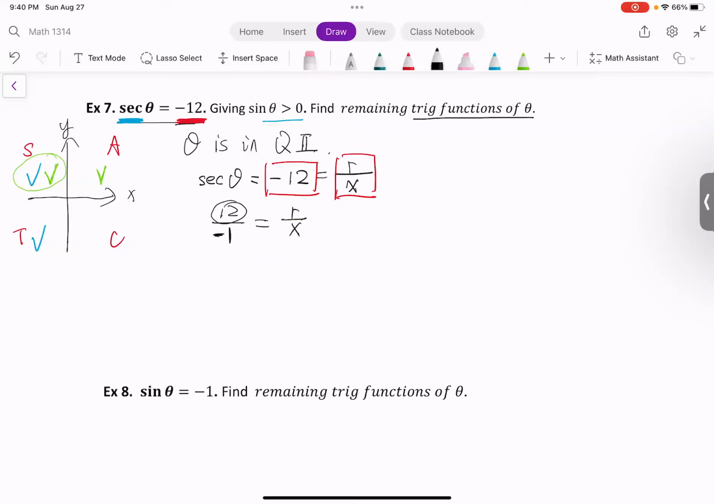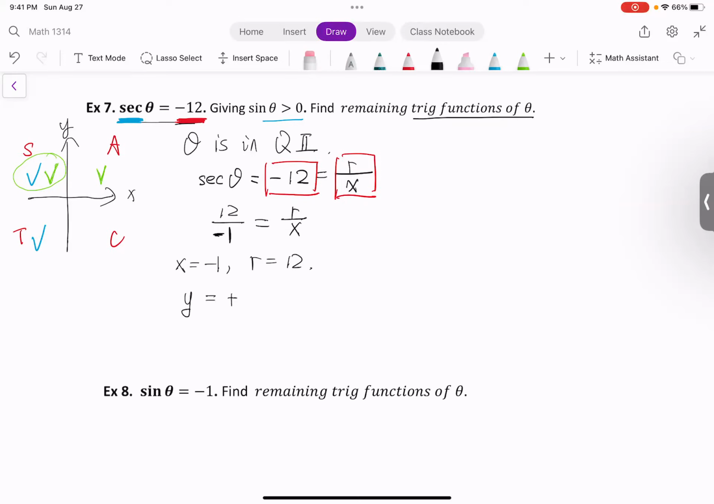So r could be 12. X equals negative 1. In the second quadrant, x is always negative. So I can assume that x equals negative 1, r equals 12. How about the y?